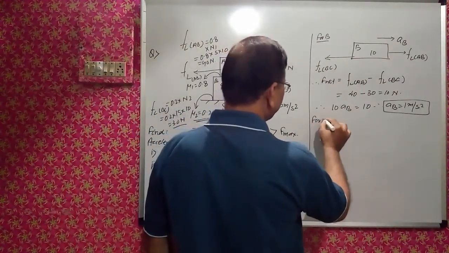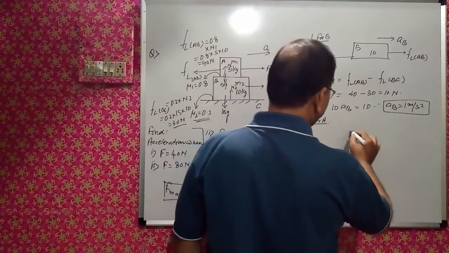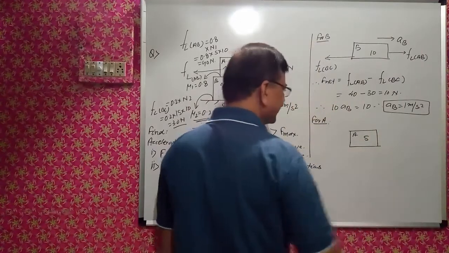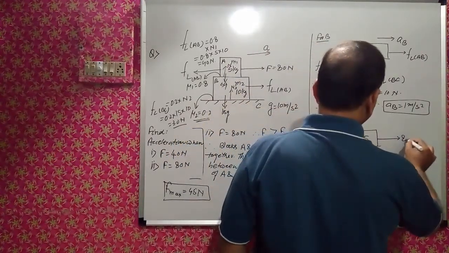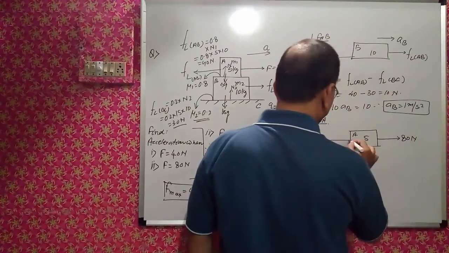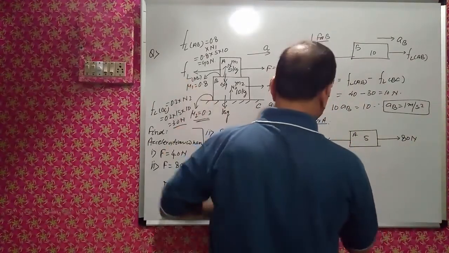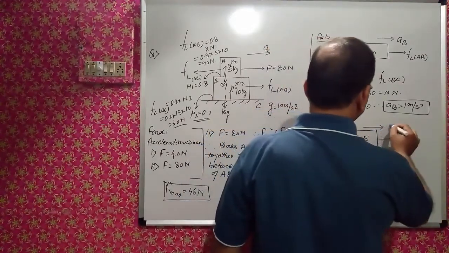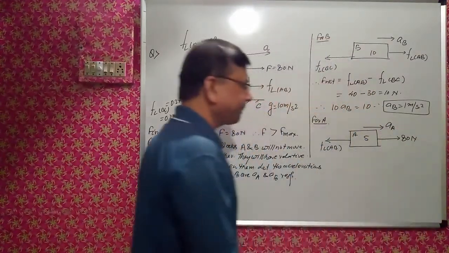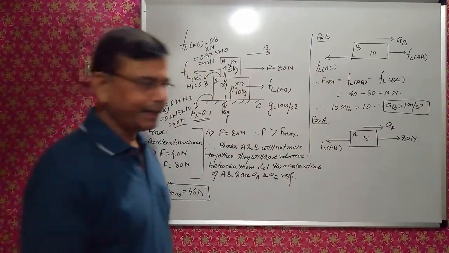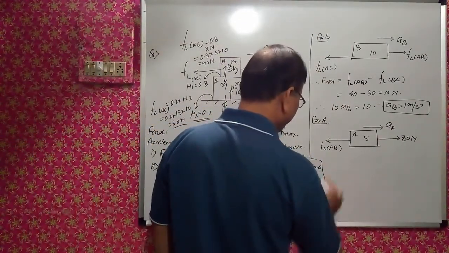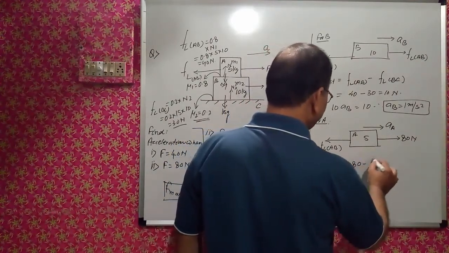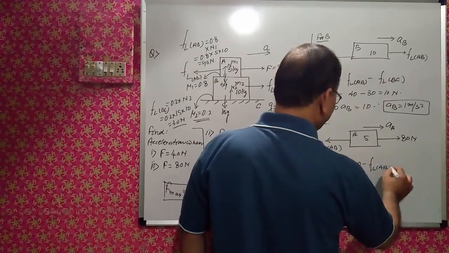So for A, I will make FBD of A, that is 5 kg, right? Force acting is 80 Newton. Backward force is FLAB, right? And acceleration is AA. We have to find the value of AA. So here F net is equal to 80 minus FLAB.